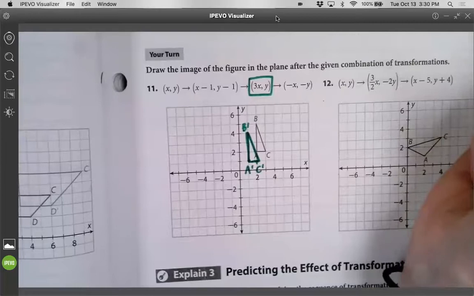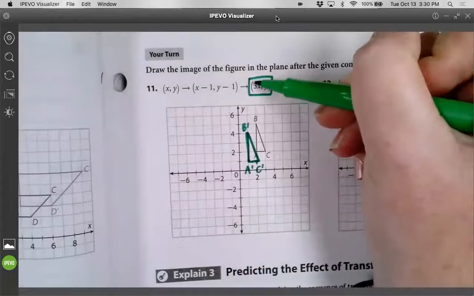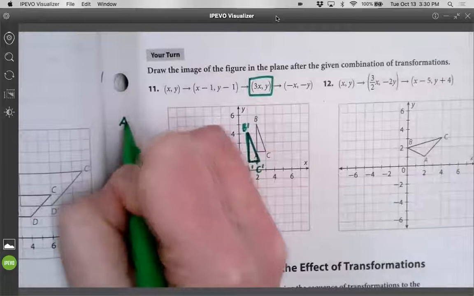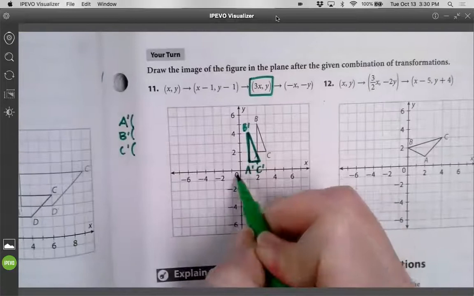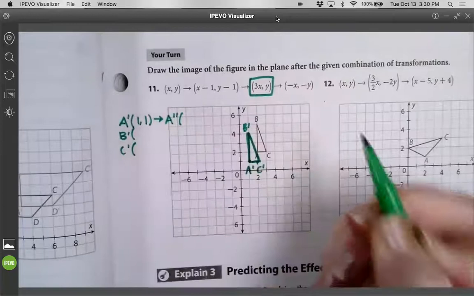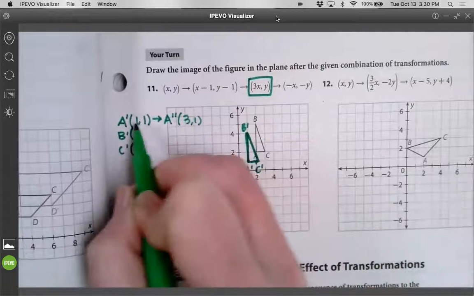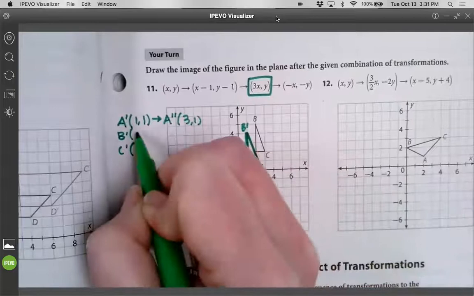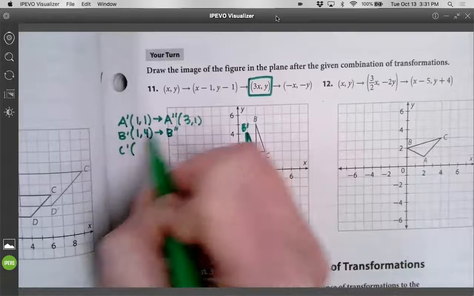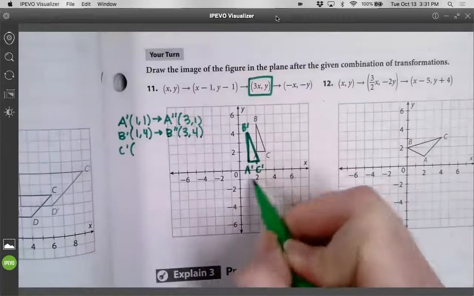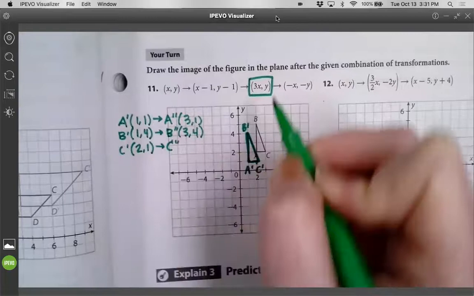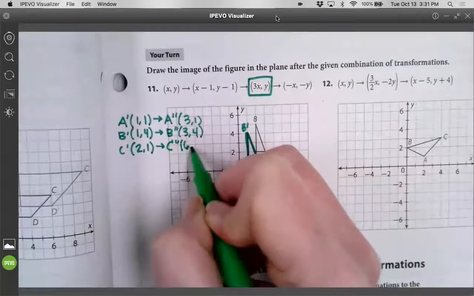So next, I need to multiply all of the x's times 3. This one is the one that I like to write it out for. So A prime and B prime and C prime. A prime is at 1, 1. And I need to multiply my x's by 3. So 3 comma 1, because this 3 times this 1 makes this 3. B is at 1 comma 4, sorry. So when I multiply 1 times this 3, it's just going to be 3 comma 4. Lastly, C is at 2 comma 1. So when I turn that into C double prime, I'm going to multiply it times 3. So 2 times 3 is 6, and the 1 stays the same.